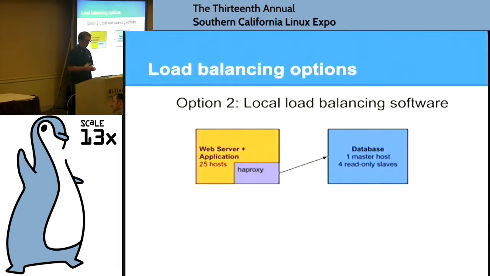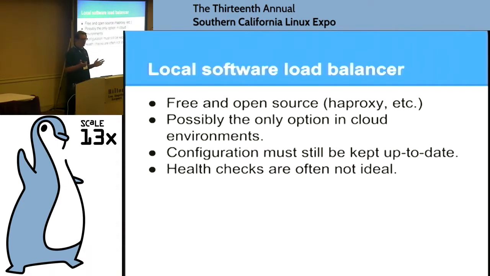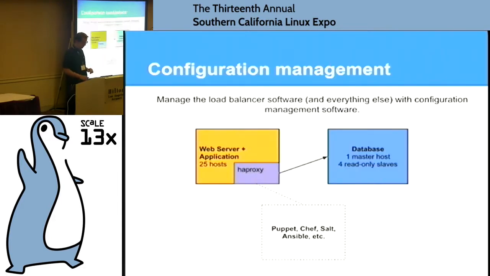So here's the second option, and if you're in Amazon or another cloud-based solution, this might be your only option, which is to run a local instance of a software load balancer. HAProxy is a popular option there, and that does the job, kind of same as the commercial load balancer. You don't have to spend much money. It's open source. Like I said, in some cases, if you're not running bare metal, which is the case more and more these days, it's your only option. But you still have to keep that configuration up to date. That doesn't change. And you still have the health check problem. It operates the same as a hardware load balancer in that respect.